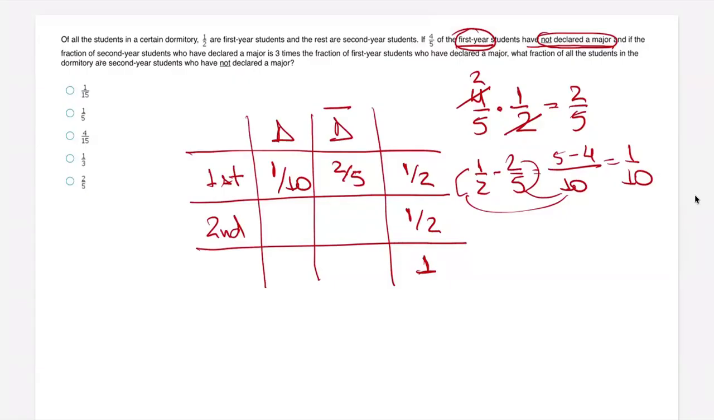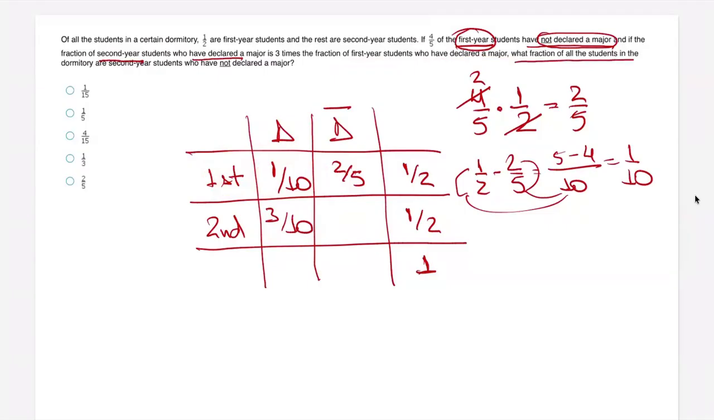And the fraction of the second year who have declared is 3 times the first year who have declared. So he's telling me that second year who have declared is 3 times first year who have declared. So here is 3 times this. So it's 3/10. So I'm able to find this if it's needed.